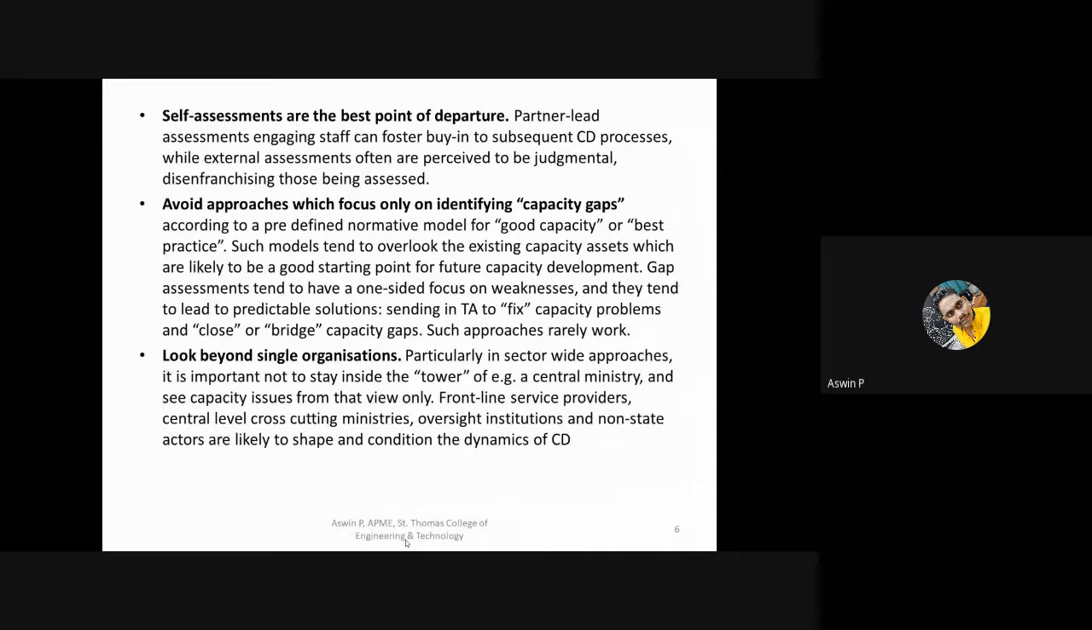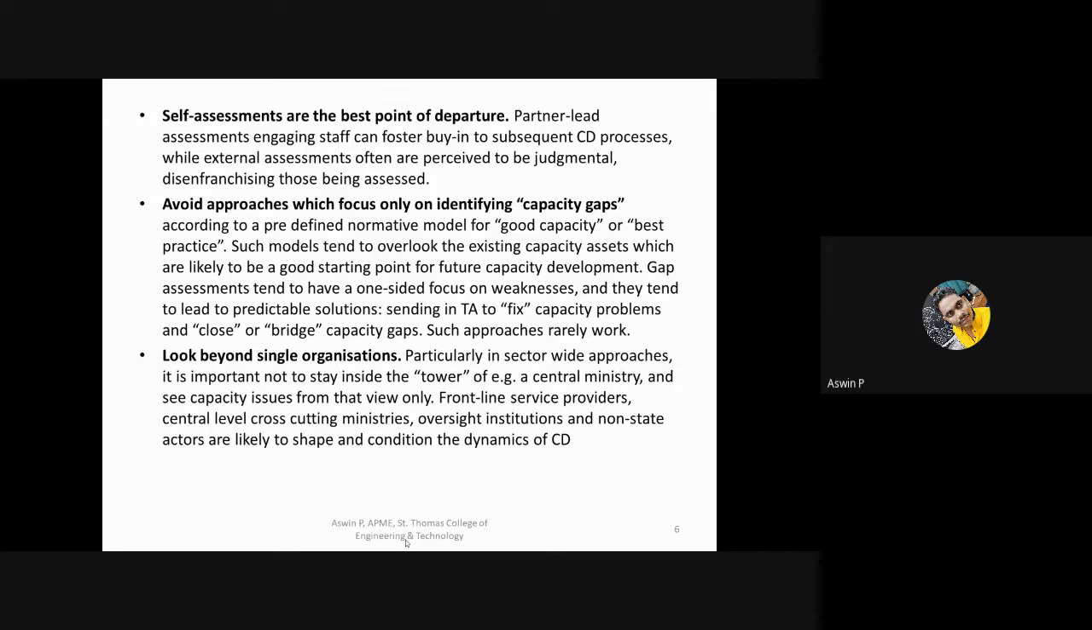Okay, these are the three important areas you should focus on. First one, self-assessment, that is done by ourselves. We can use any type of tool by ourselves for the disaster assessment. And the second one is avoid finding capacity gaps alone. You can find capacity gaps, but that will not give you solutions.